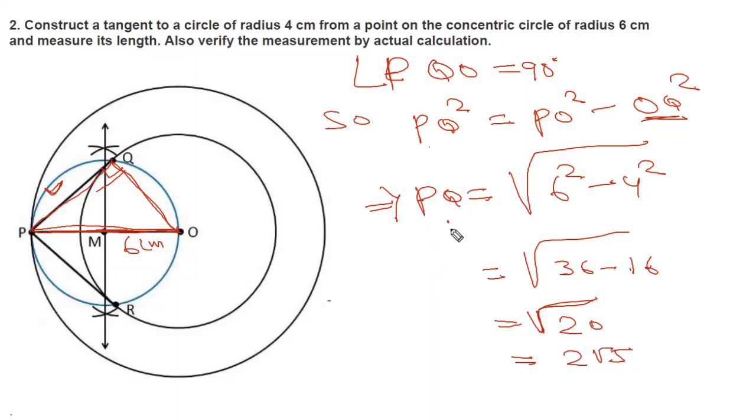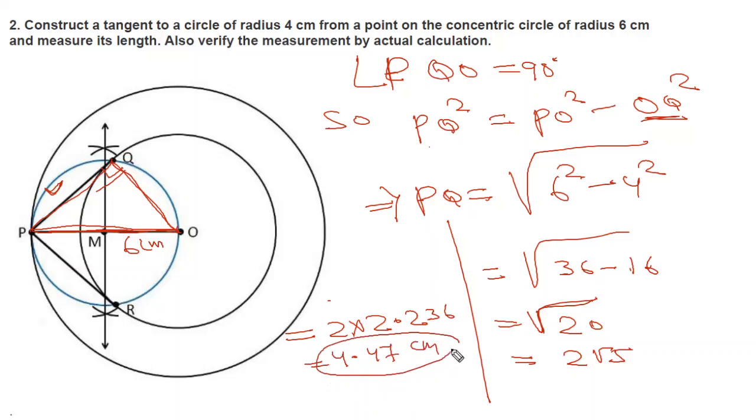Now again you have to find the value of 2 root 5. Then you can write 2 into the value of root 5, which is 2.236. Then it will be equal to 4.47 cm. So you have to measure the length of PQ, and that will be equal to 4.47. If it is not, there may be some mistake in the construction. Similarly, the value of PR will also be the same, that is 4.47 centimeters.